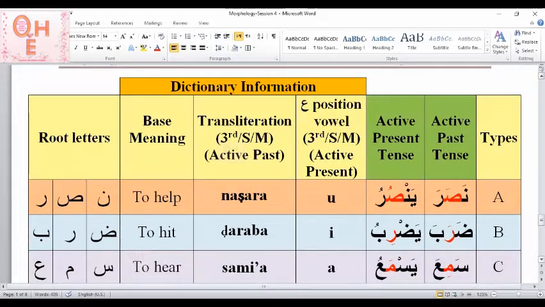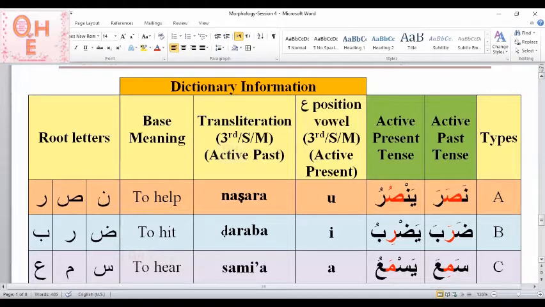This table carries root letters, and under the dictionary information, you can see there are 3 columns. These are the information you'll get from the dictionary. You will get the base meaning, and the transliteration of the third person singular male active past. You will also get the ain position vowel for the third person singular male active present. On the right side, I'm showing you the active past tense and active present tense in Arabic, and we will see the correlation. And on the right side, we are showing the ID of the types.